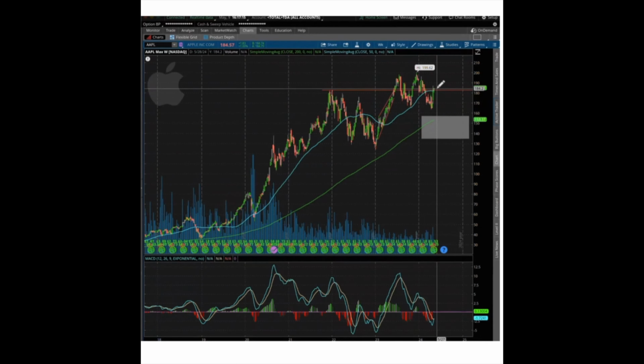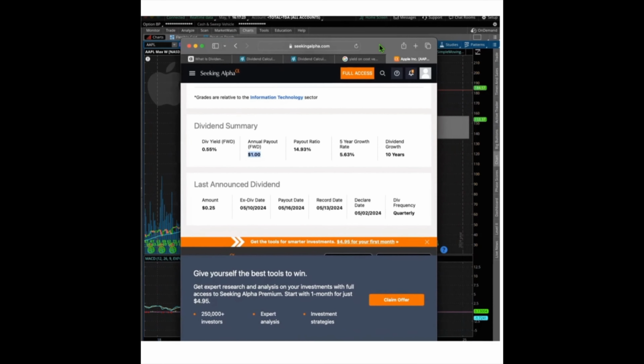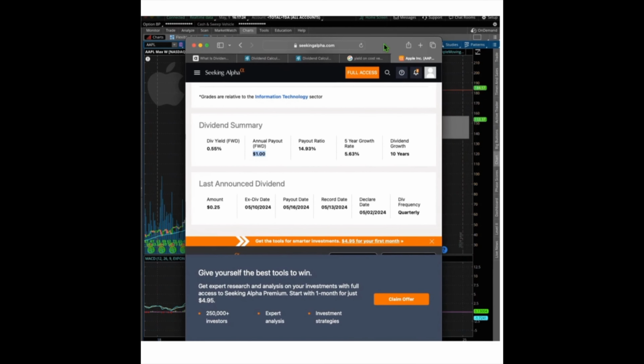And in order to hopefully drive this point home a little more, we're going to go over to MarketBeat's Dividend Calculator.